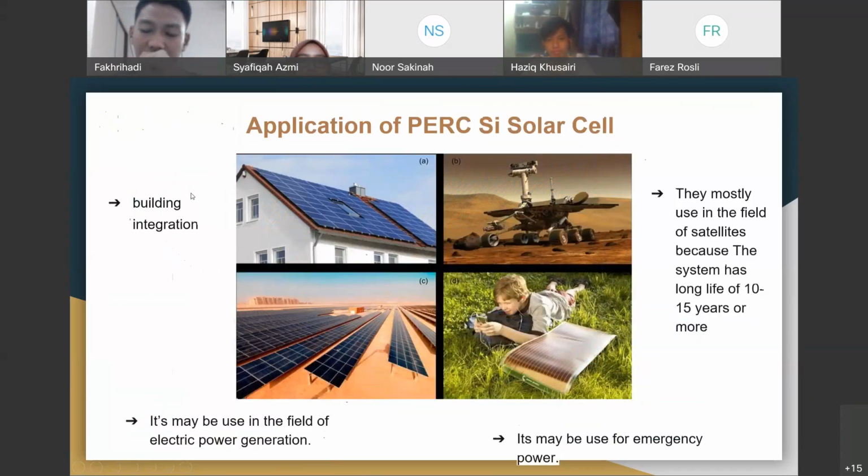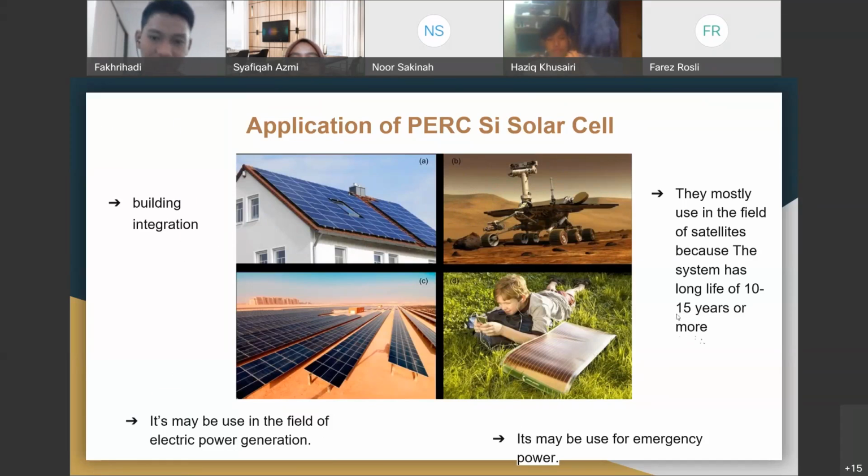So the most it is used in the field of satellites because, as you see, when the satellite is in the atmosphere, it cannot get energy. So the scientists want to use this energy because the silicon solar cell system usually has a long lifespan, like between 10 to 50 years or more, based on the issue.